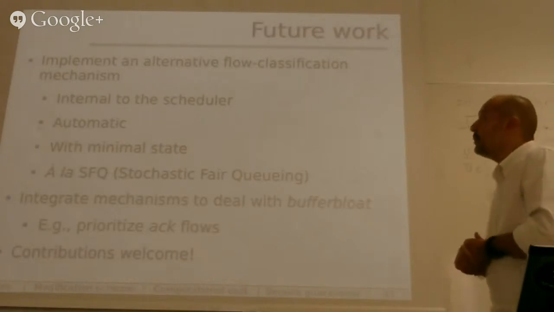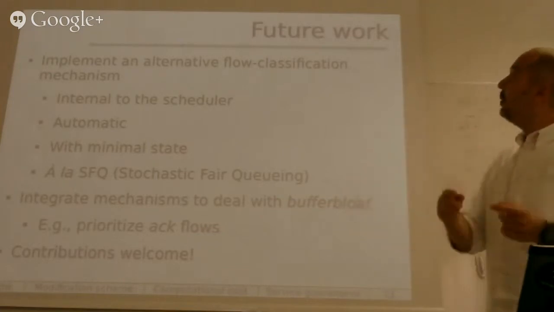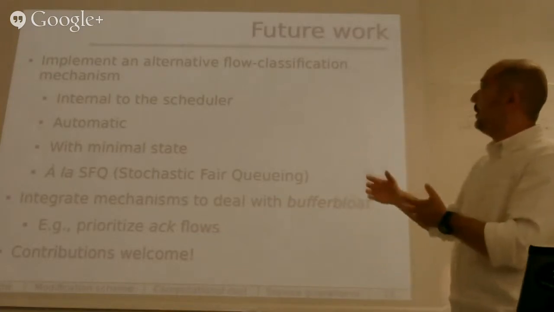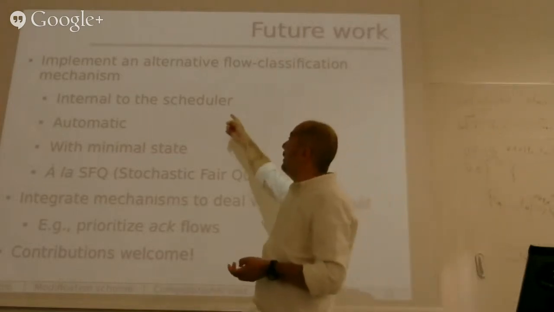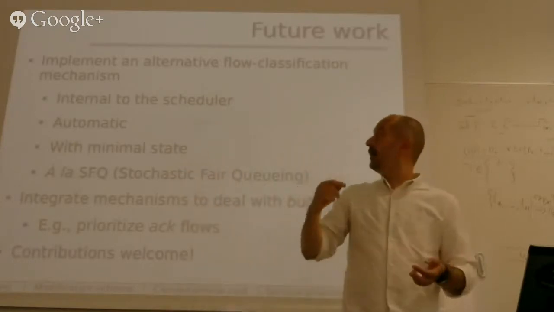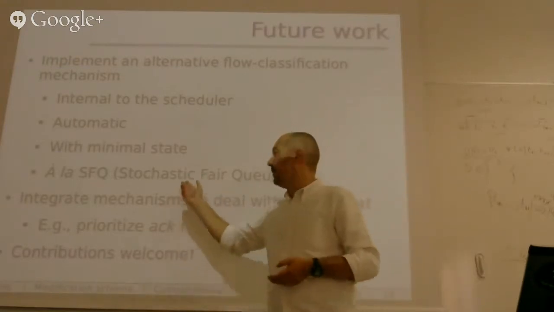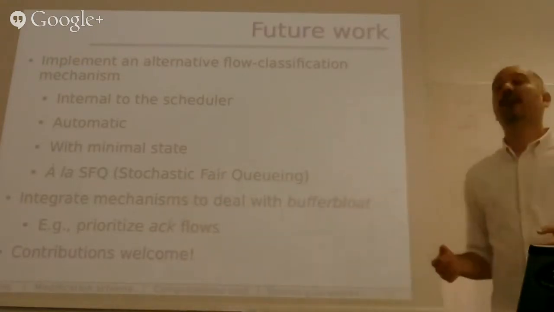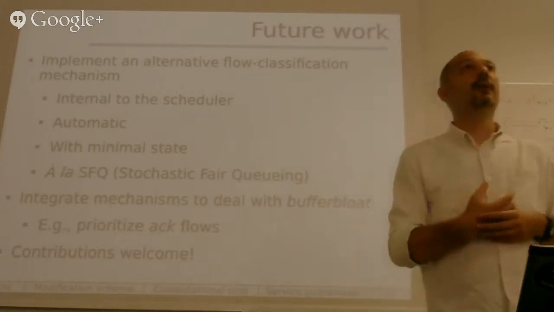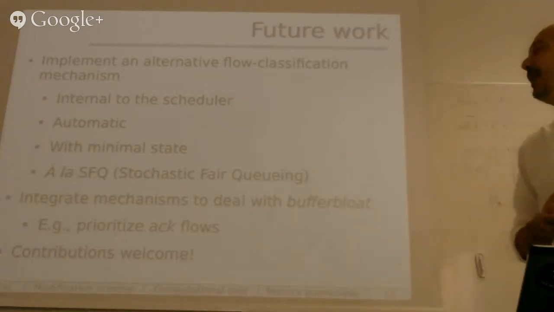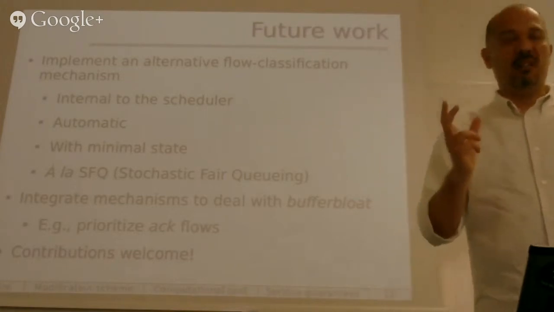So what I would like to do in the future, as for the first problem, is implement an alternative infrastructure, an alternative way for classifying flows, something that is internal to the scheduler, automatic, and with minimal state. Basically, if you already know this other packet scheduler here, I'm thinking more or less about the same solution used in stochastic fair queuing, where there is... Is that the one Kenny did? Yeah. Yes. So it's a hash table, based on the header of the packets.